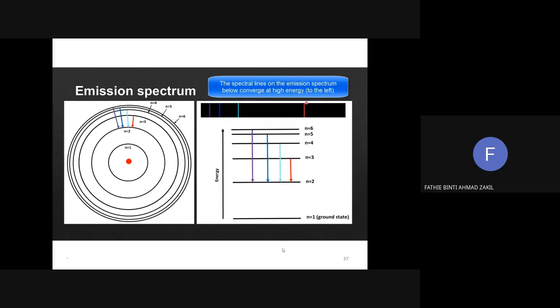So to summarize, the reason for these colored lines on the black background of an emission spectrum is that they correspond to the energy emitted when an electron transitions from a higher energy level to a lower energy level, and in this case, the energy level is n equals 2.